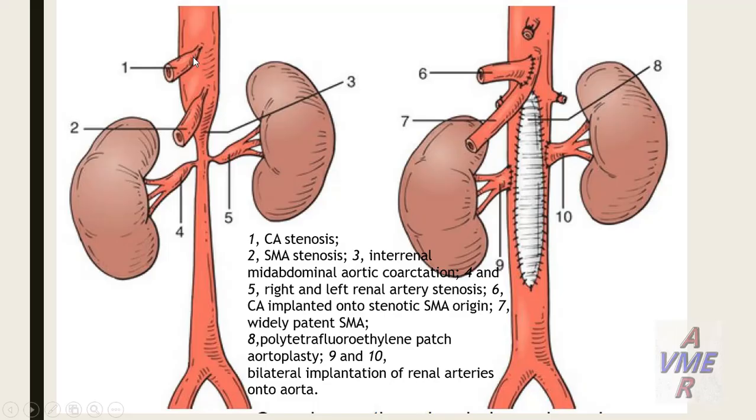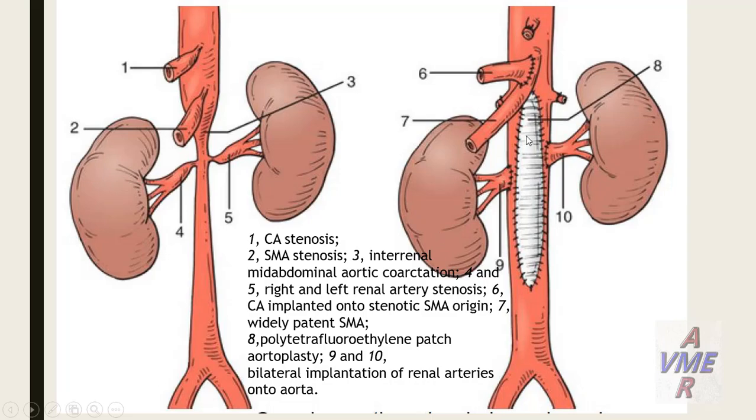This is a case of celiac trunk stenosis. We have superior mesenteric artery stenosis. We have intrarenal mid-aortic coarctation and narrowing. We have right ostial stenosis. We have left ostial stenosis. We have here also right and left renal artery stenosis, but we have here prominent stenosis.